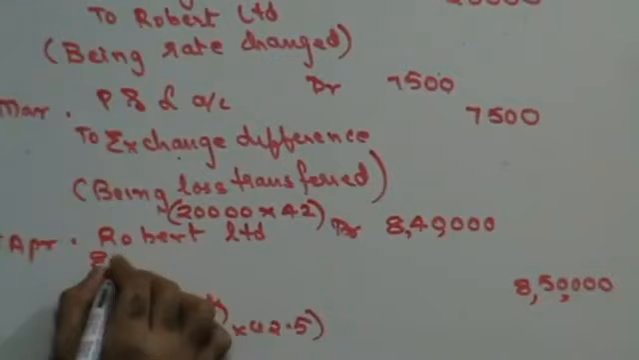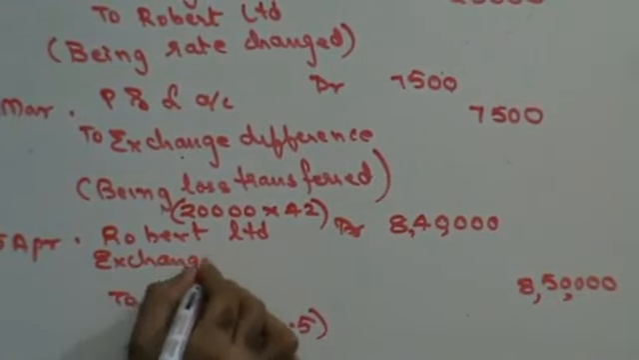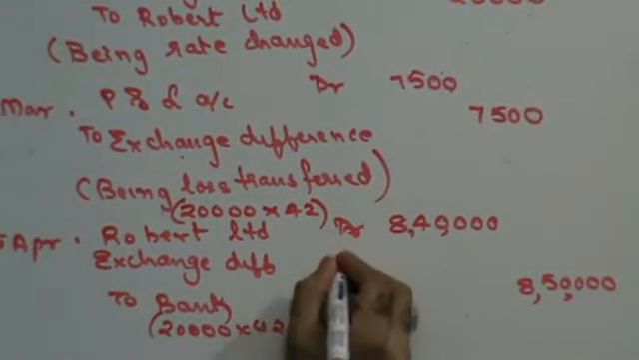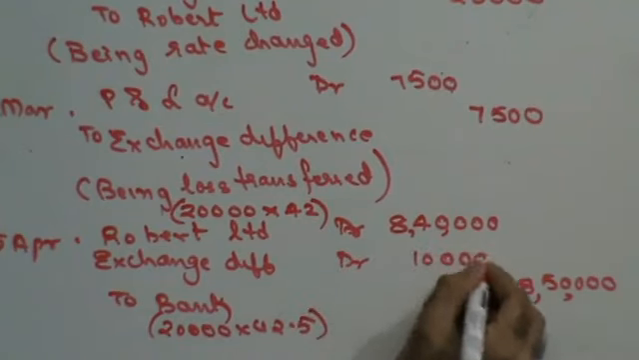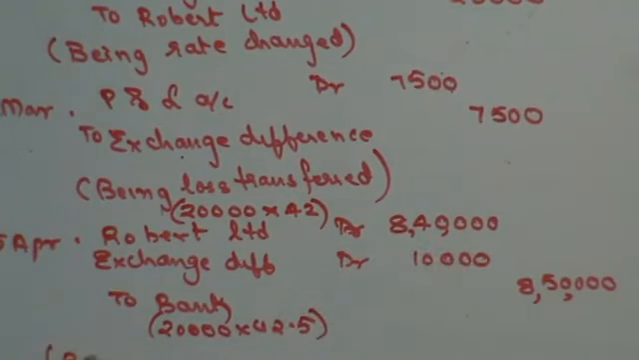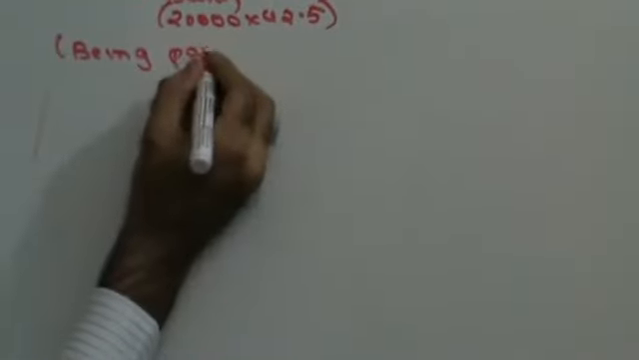So this is going to be exchange difference debit, 10,000, being payment made.